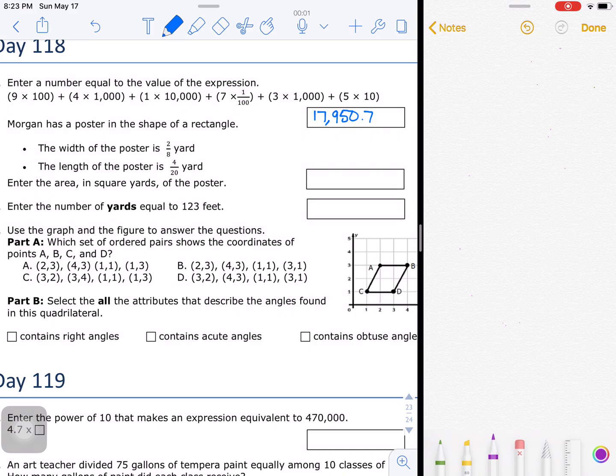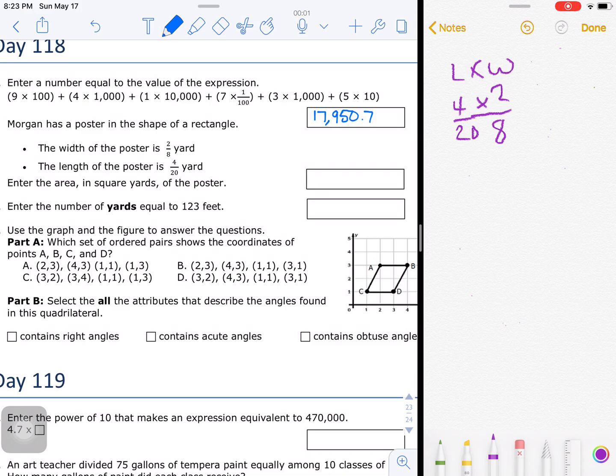So the first thing we know, length times width is area. So the length is 4/20, and the width is 2/8. Okay, so 4/20 times 2/8.